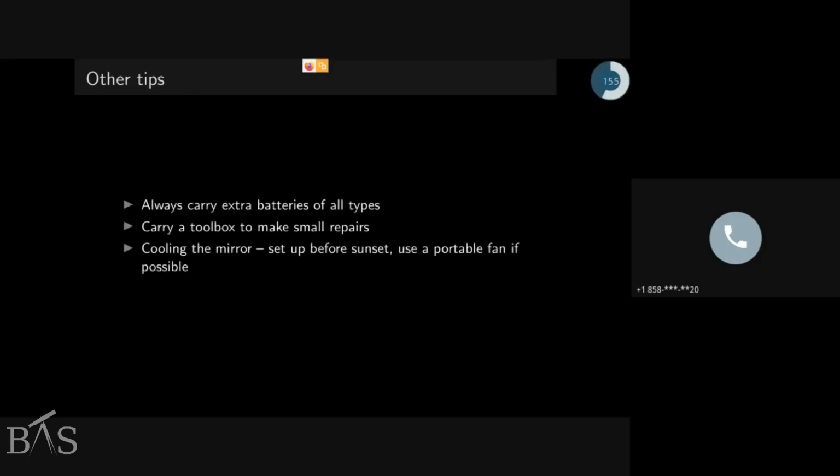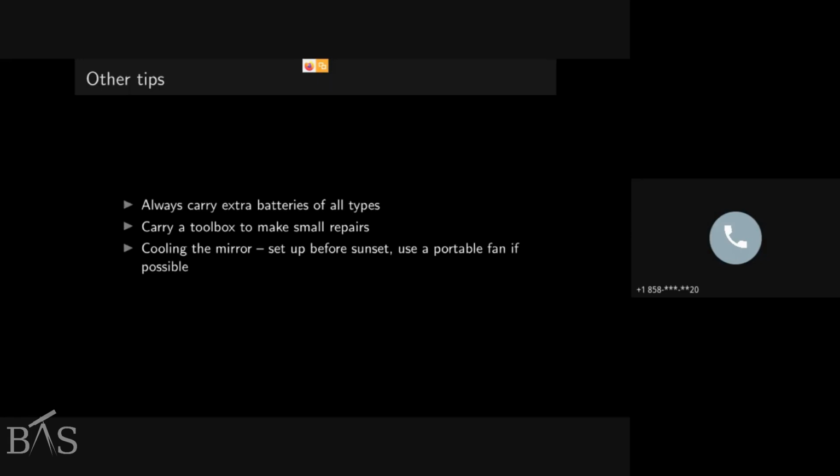Here are some other tips. Always carry extra batteries of all types: AA, AAA, 9 volts, whatever. Carry a toolbox to make small repairs in case you find that something is not okay with your telescope. I carry spare Teflon pads and glue in my telescope kit. That's how particular I am. You obviously don't have to be that particular, but you should have something to at least jugaad your way into making your telescope work in case something is not working.